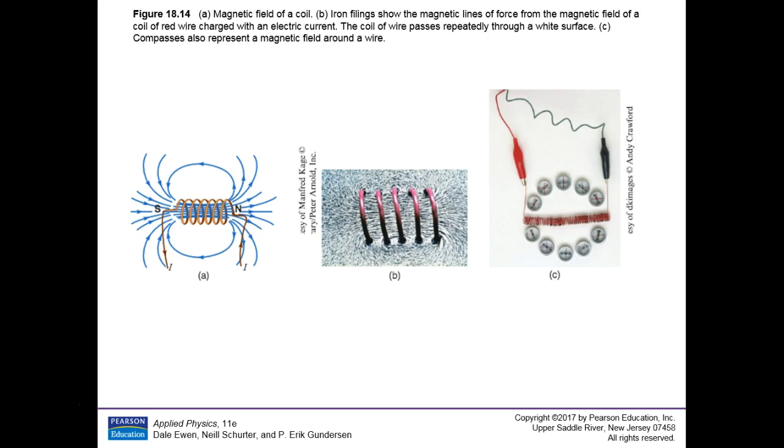Now the key here is that by turning on the current, you have a strong field, and turn off the current, it disappears. There is no field when there's not a moving charge.